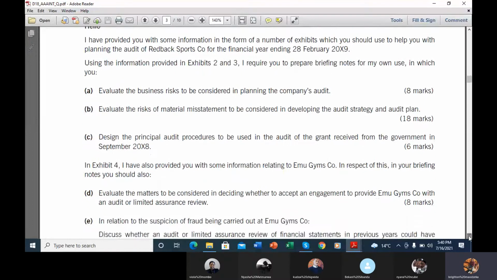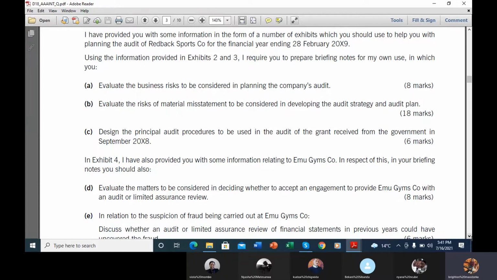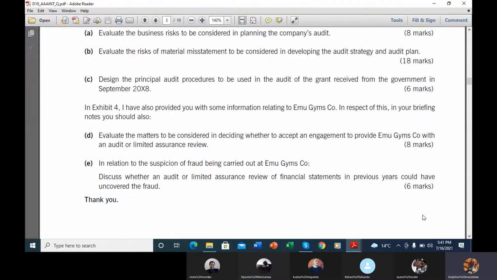These notes include evaluation of the business risk to be considered in planning the company's audit, and the risk of material misstatement to be considered in developing the audit strategy and audit plan. In addition, they include the principal audit procedures that should be used in the audit of the grant received from the government. They include the matters to be considered in deciding whether to accept an engagement to provide MGM's company with an audit or limited assurance review. And finally, they include a discussion on whether an audit or limited assurance review of financial statements in previous years could have uncovered the fraud. That's the introduction.